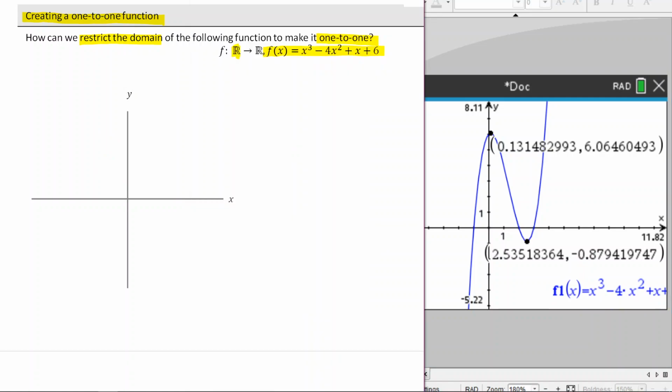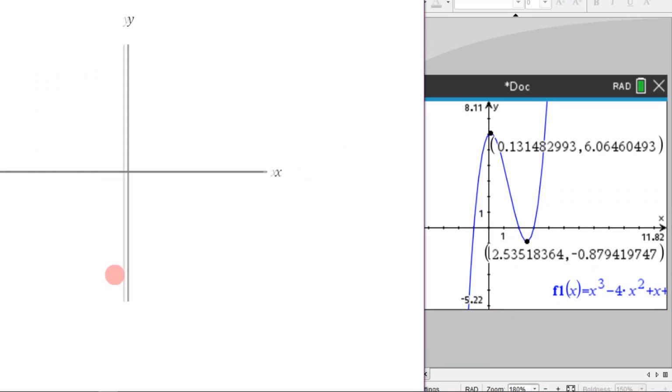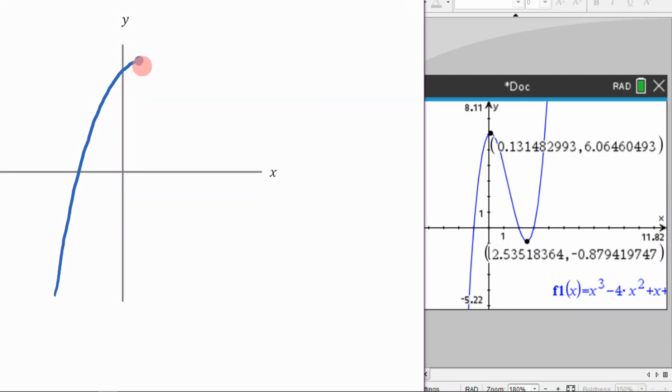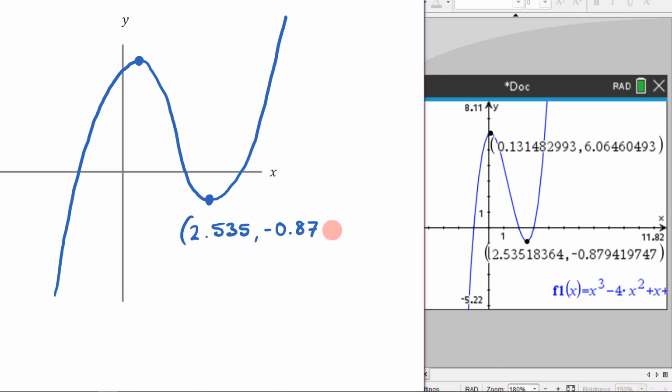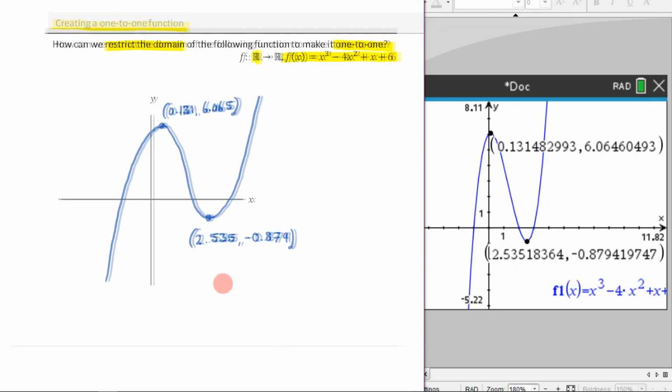Let's now try to give this a sketch to the best of our abilities. All right, so we're going to go all the way up till we get to there. Then we'll come down till we get to there. And then we'll go back up like that. This point is going to be 2.535 to negative 0.879. And this point here will be 0.131 to 6.065. Perfect. So we have our nice graph here.